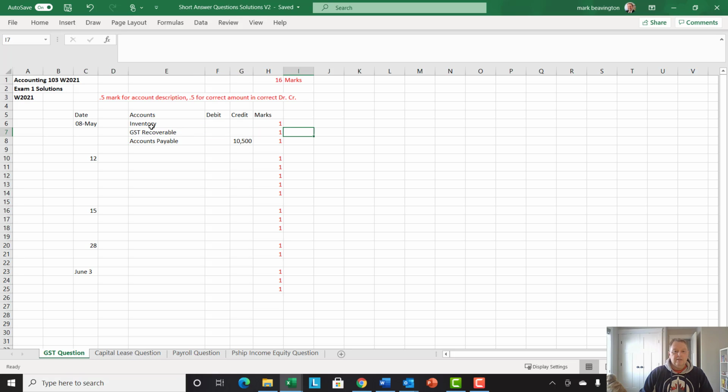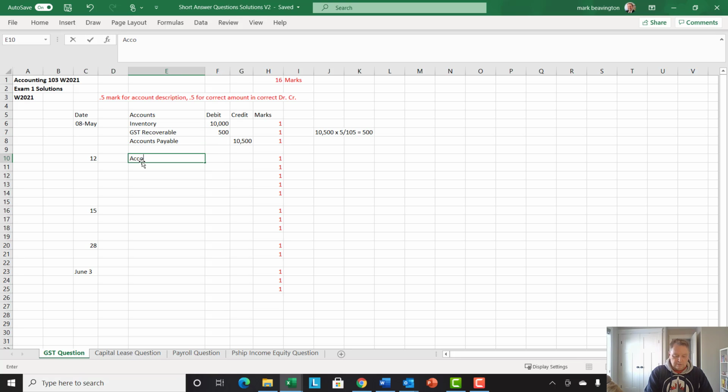and if you did the math on this one, it would be 10,500 times 5 divided by 105 would equal, in this case, $500. So we had $500 worth of GST that we paid, and we would have then $10,000 worth of inventory that we purchased. On the 12th, we sell inventory or merchandise to a Little Corner store for $15,000 plus applicable GST, and we sold it on account.